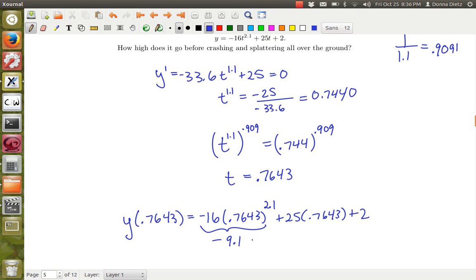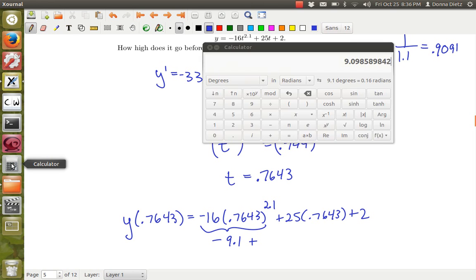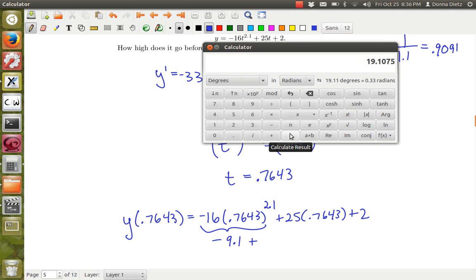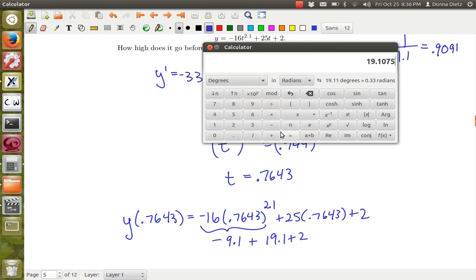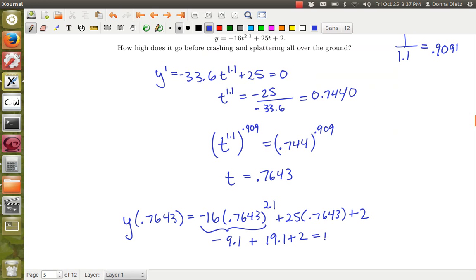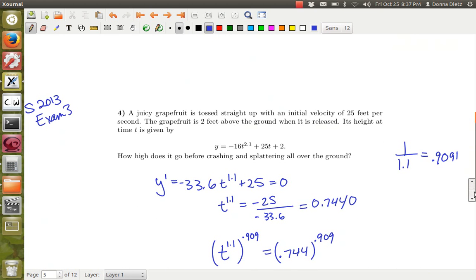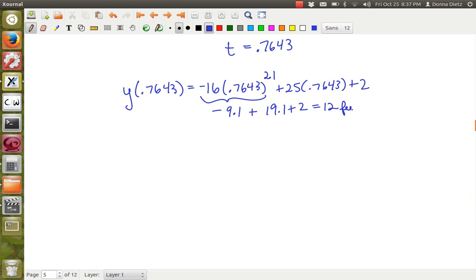Okay, and then this is going to be 25 times 0.7643, 19.1, plus 2. So now we're going to put all these pieces together, add 2, and that's going to give us just about dead even. It's just about 12. So I'm going to say, and what were the units? This is applied calc. It's feet. 12 feet high. Okay.